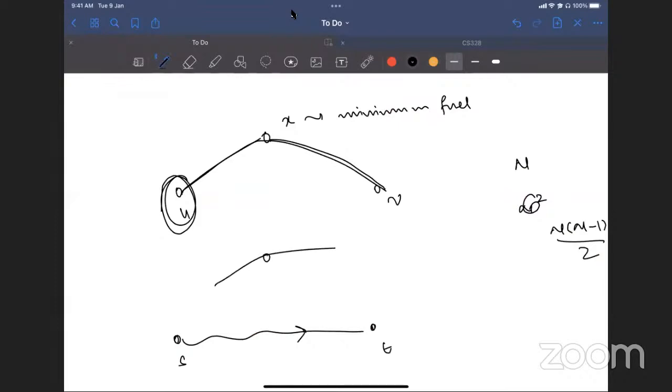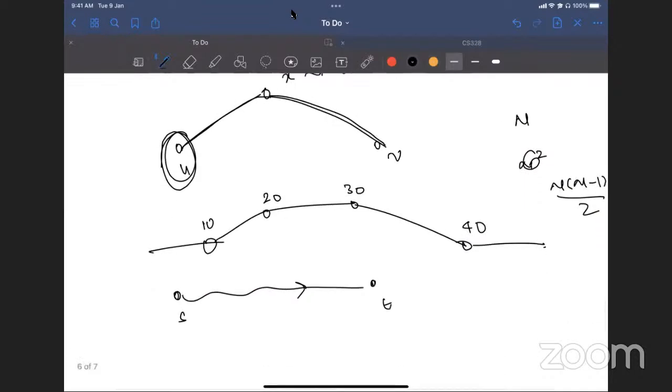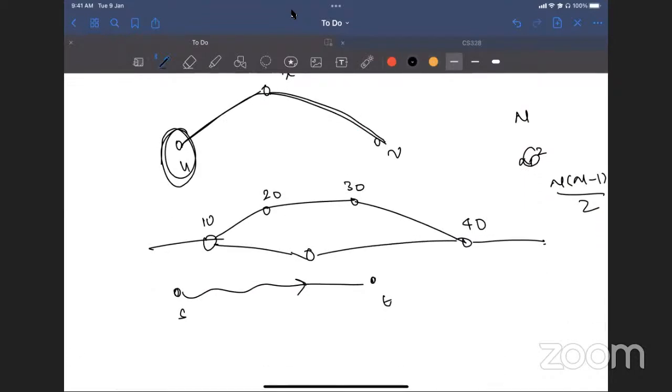So in this example where I had this network, with 10, 20, 30, 40, and this is another, 50, 50. This is not 40, right? And this is X. The cost of refueling at V is X, right? So I have two possible paths. I have this path and I have this path. What is the cost of traversing from U to V without refueling at any station in between, and what is the minimum of that cost?